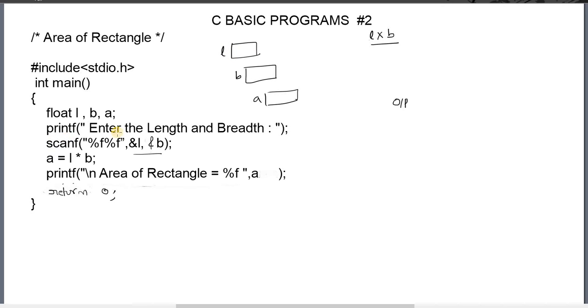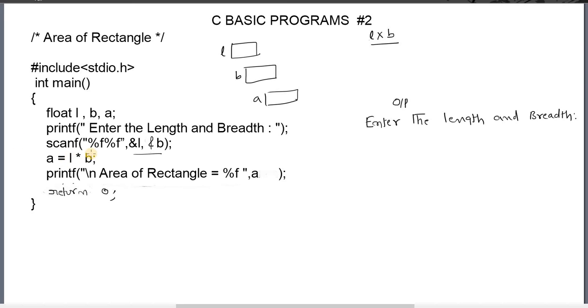This printf prints this. It takes this message which is given here and prints the same message as the output on the output screen. Here we will get the same message: Enter the length and breadth, and the colon also. So we will get the colon also.